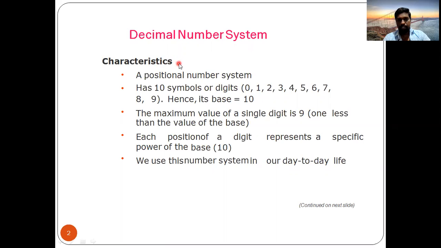It is one of the positional number systems. As per the name, deci means it consists of 10 numbers, starting from 0 and ending with 9. In total it has 10 numbers. If you count: 1, 2, 3, 4, 5, 6, 7, 8, 9, 10. Starting from 0 to 9, we have 10 numbers.